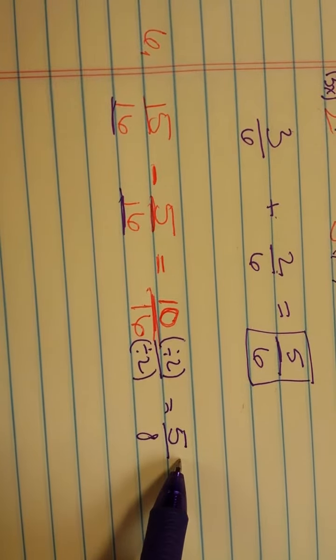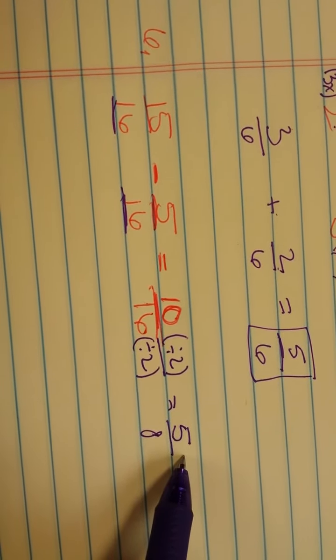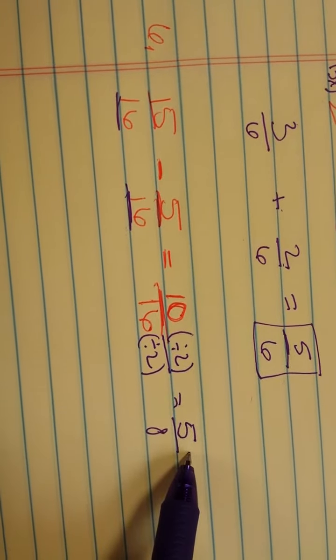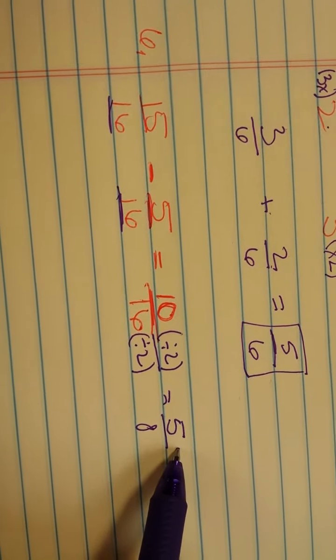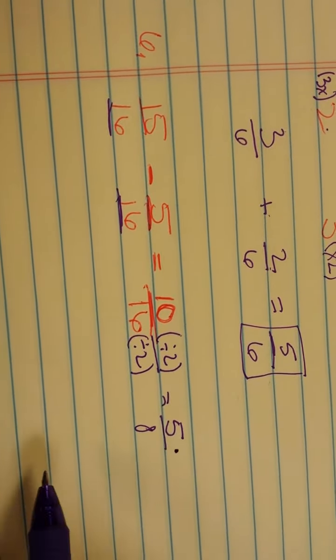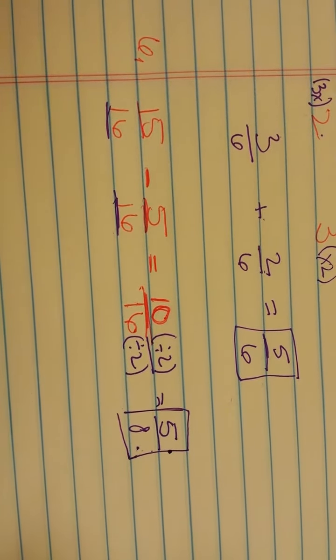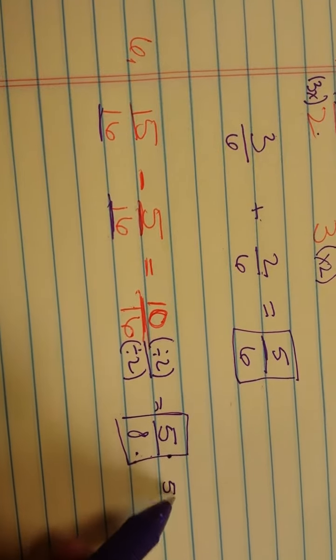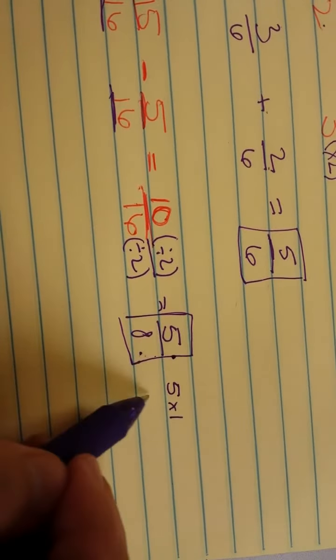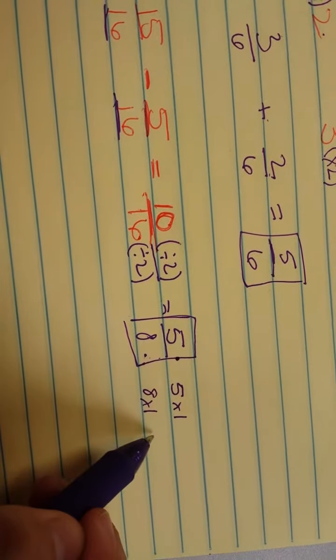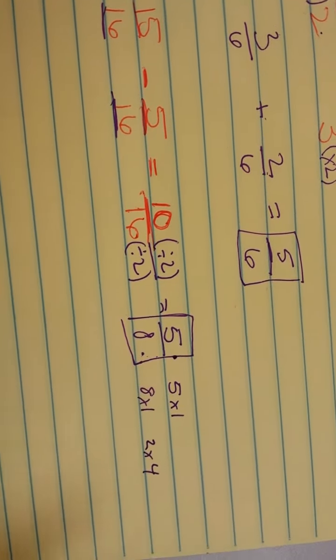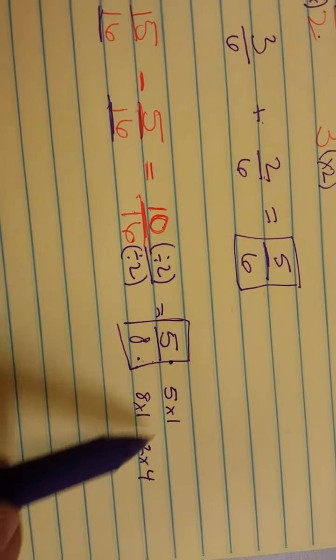Can this number be divided by 2? No, it's odd. Can it be divided by 3? No. 5 plus 0 is 5. It's not divisible by 3. And can it be divided by 5? No, the 8 is not a 5 or a 0. So this is the lowest common fraction. You can also look at it like 5 times 1 equals 5, or 8 times 1 is 8, also 2 times 4. And you can say, geez, these don't have anything in common except for 1, and 1's not going to reduce this anymore, so that's the lowest.